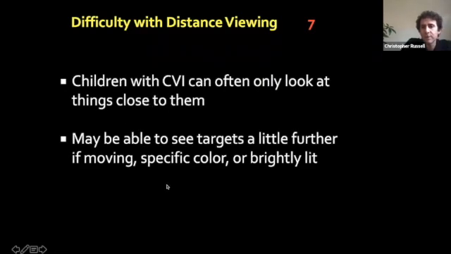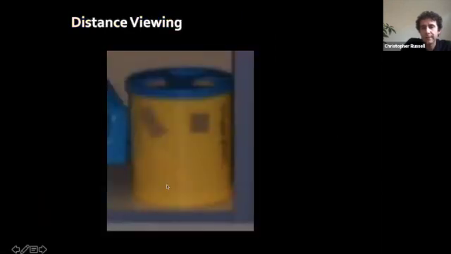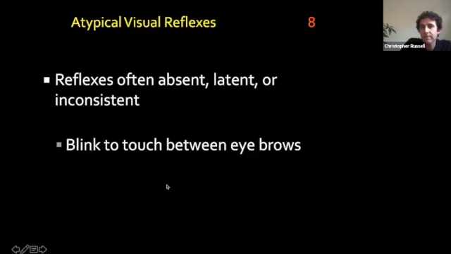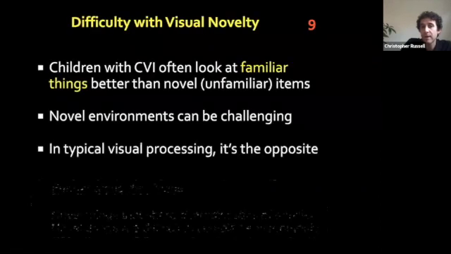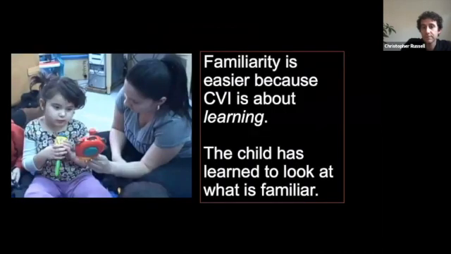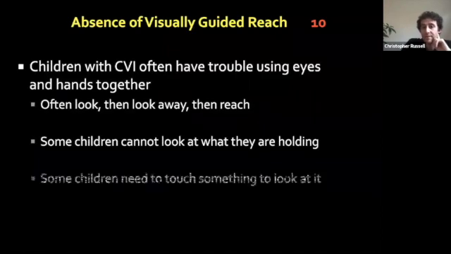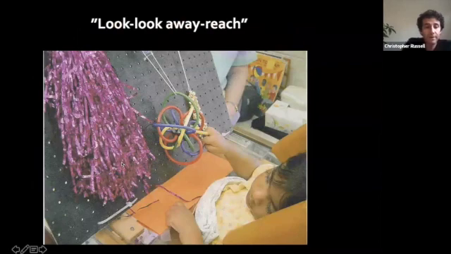But difficulty with distance viewing, right? Distance being a function of complexity. Atypical visual reflexes, which we'll talk about when we talk about assessment. Difficulty with visual novelty, which we already talked about in the context of faces, but that's true of objects too. And absence of visually guided reach, which we've talked about a little bit in the context of complexity, right? So I think when we think about complexity, it has this overarching impact on absolutely everything.